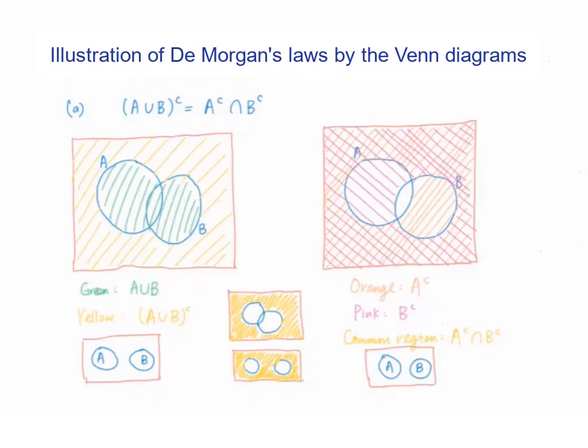Next, we consider the situation where A and B have no overlapping. That means their intersection is an empty set. And we find that based on these two descriptions, we also get the same yellow region in the Venn diagram.